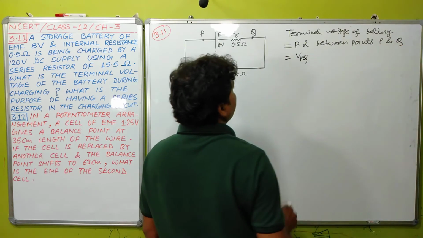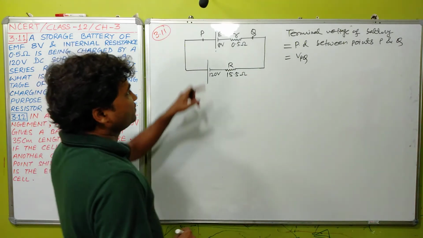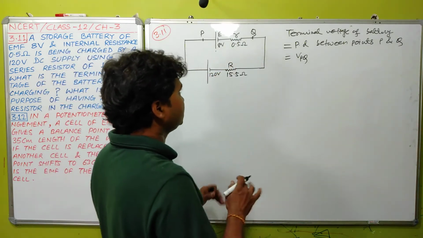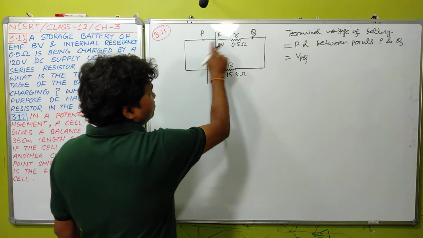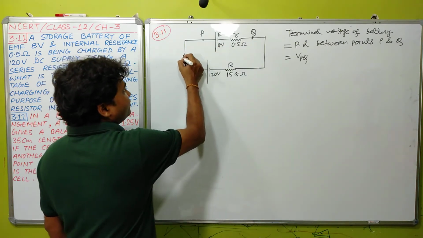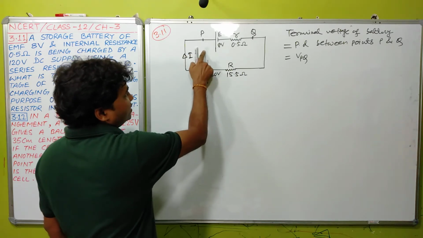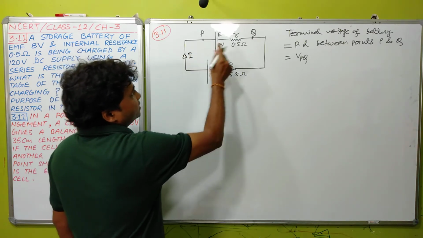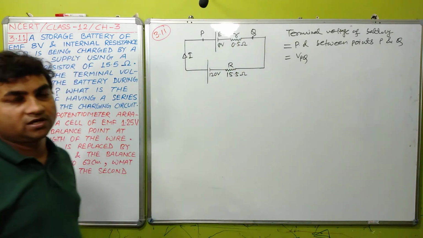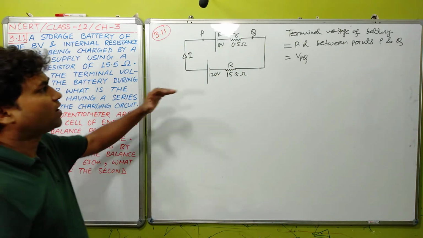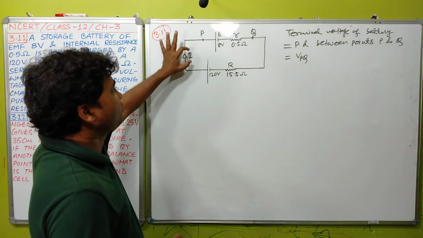Now we have to finally find the potential difference between points P and Q, and obviously you can understand that for finding the potential difference between P and Q, you will have to find the value of current flowing in the circuit. Only then can we find the potential drop across this resistance using Ohm's law, V equals IR. Means finally we have to find the value of current I.